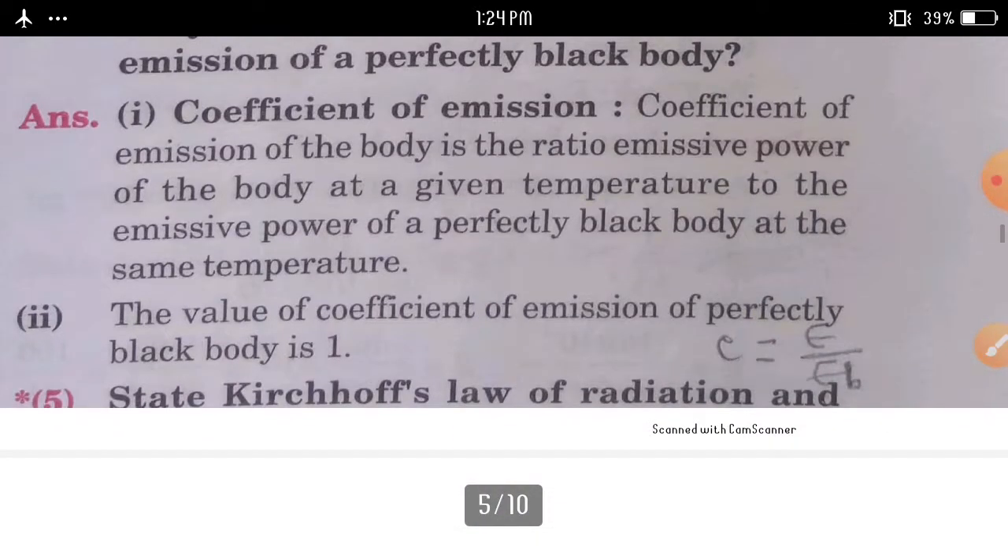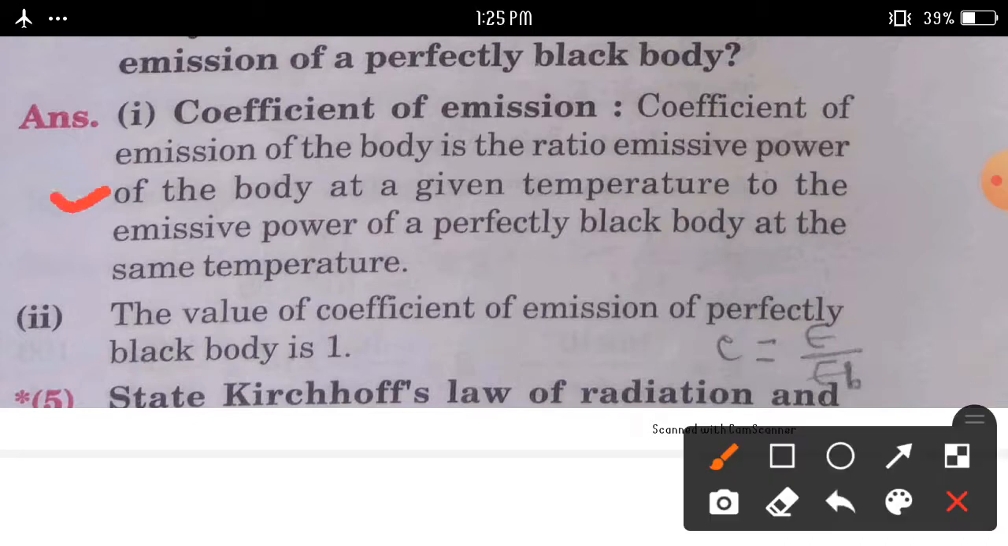Another one is coefficient of emission. We prepare definitions of coefficient of absorption, coefficient of reflection, coefficient of transmission, and coefficient of emission. Definition: coefficient of emission of a body is the ratio of emissive power of the body at a given temperature to the emissive power of a perfectly black body at the same temperature. The value of coefficient of emission of a perfectly black body is 1. This is very important.